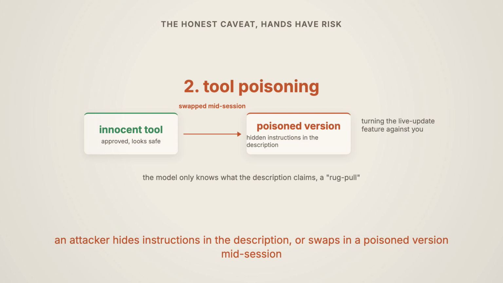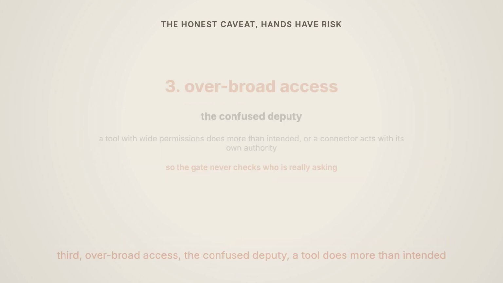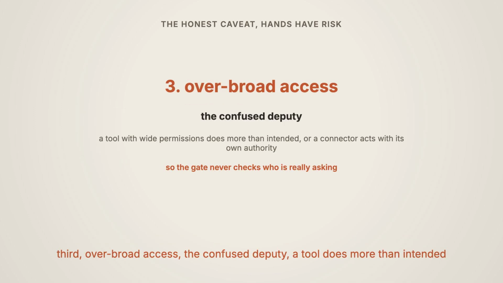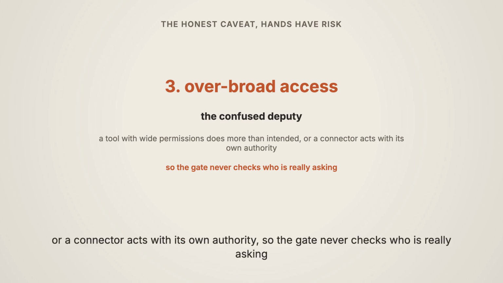Third is overbroad access, the confused deputy problem. A tool with wide permissions does more than intended, or a connector acts with its own authority instead of yours, so the gate never checks who is really asking.